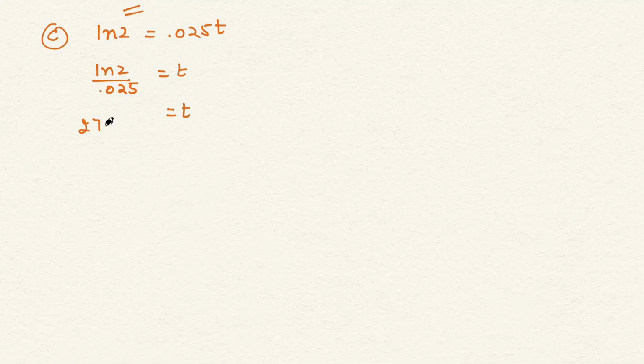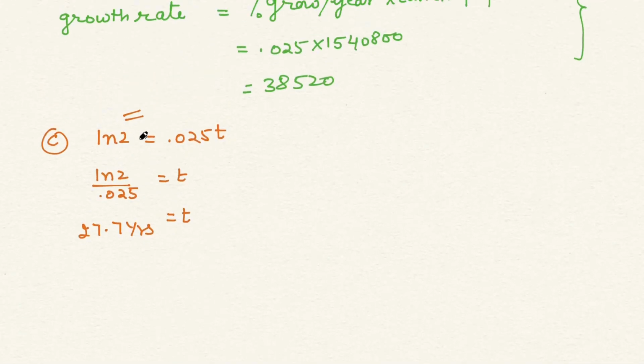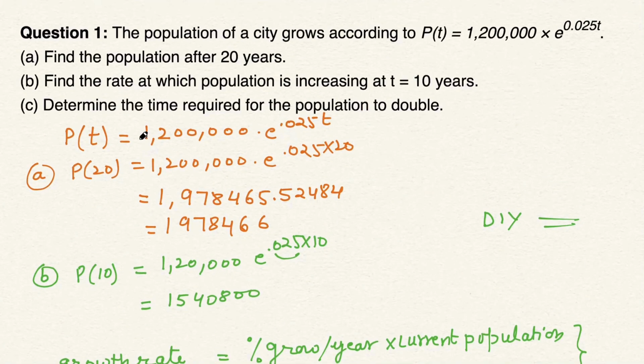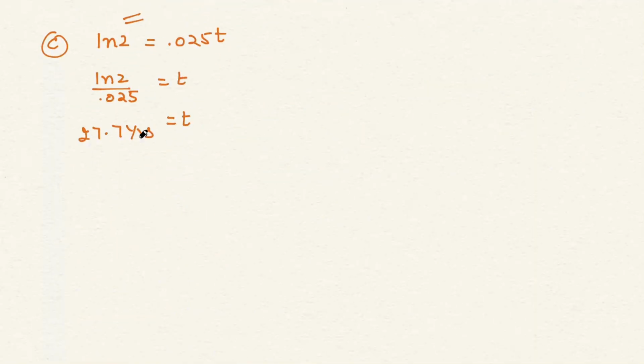It's 27.7 years. That means after this many years, the money will be doubled. I hope you have done this part directly from this step, but that's okay. Just keep practicing, right? Okay.